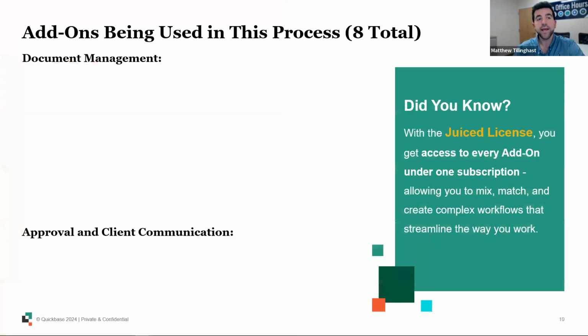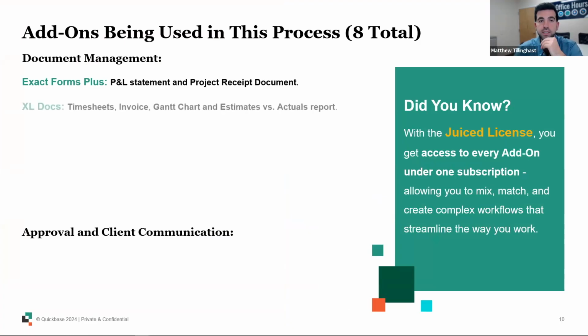Right? So what add-ons are going to be used during this process? So we have document management. So the first thing you're going to be able to use is Exact Forms Plus. And Exact Forms Plus is going to generate a P&L document, a project receipt document. Then you have Excel docs doing timesheets, invoices, Gantt charts, estimates versus actuals. You have an OSHA form, a materials list using PDF Stamper.